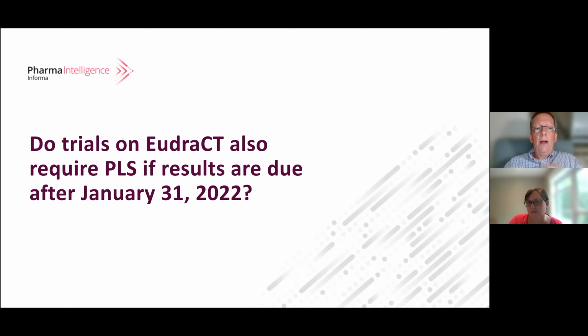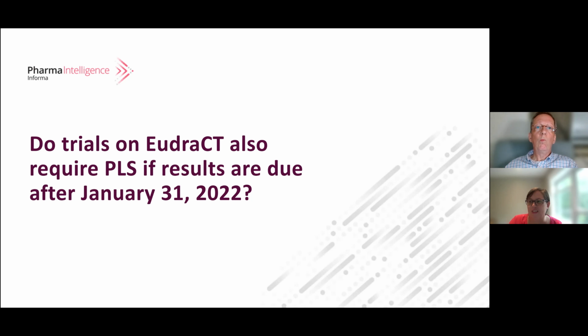Francine, maybe you could talk a little bit about this. Eventually, with the application of the EU CTR, plain language summaries for studies become required at the same time that results are disclosed in the CTIS system. But what about studies that stay on EudraCT and require results disclosure through EudraCT that are due after January 2022? So once the new regulation is in application, but before the cutover to the new system.